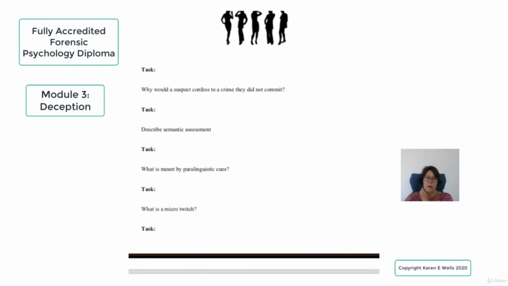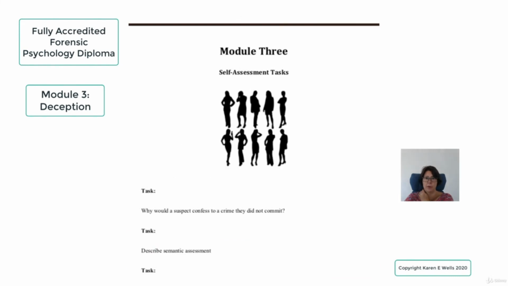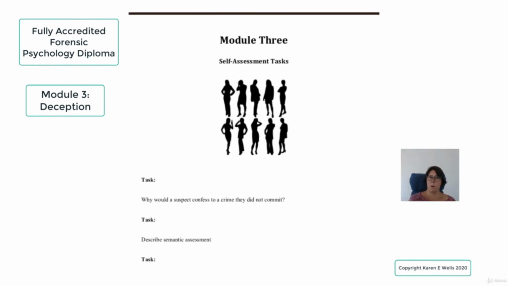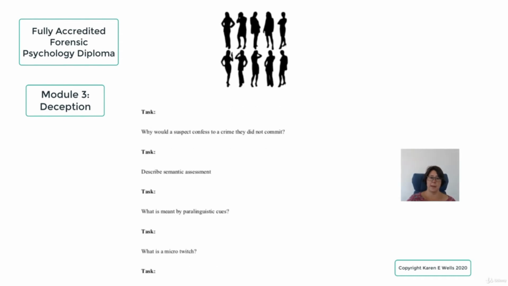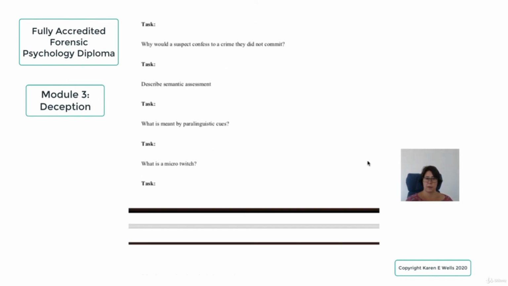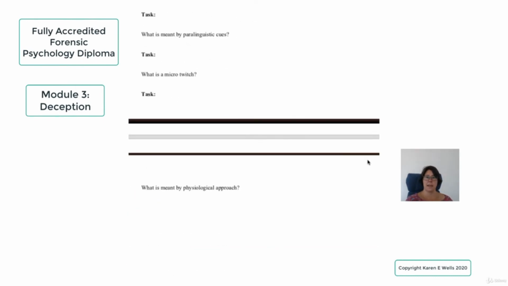We've got some more self-assessment tasks there for you. The first being, why would a suspect confess to a crime they didn't commit? The second being, describe semantic assessment. The third being, what's meant by paralinguistic cues. The fourth being, what's a micro-twitch. The fifth and last assessment on Module 3 is what's meant by a psychological approach.